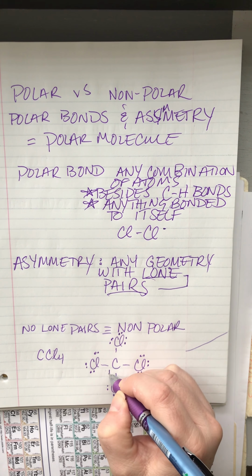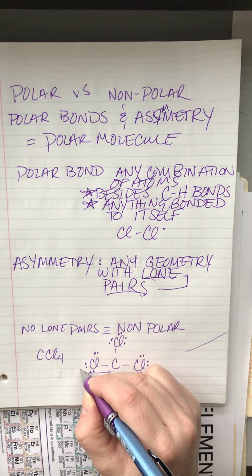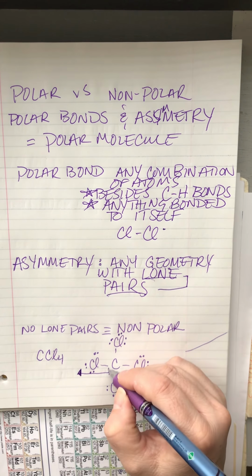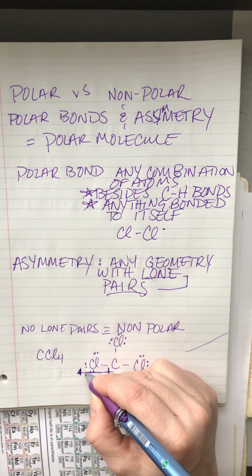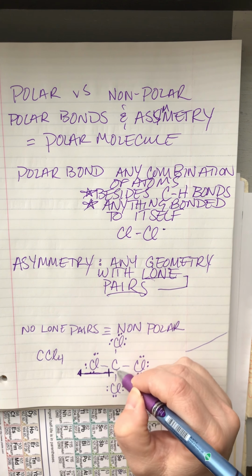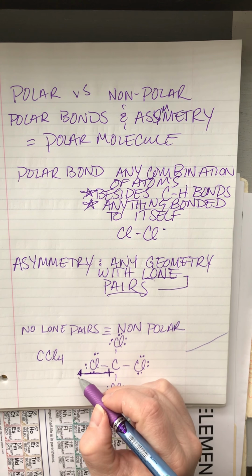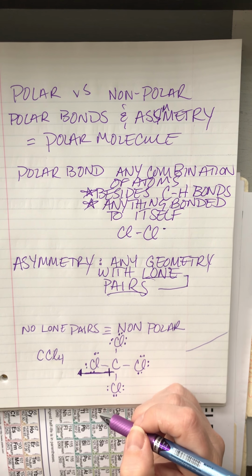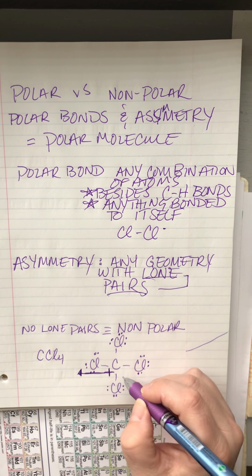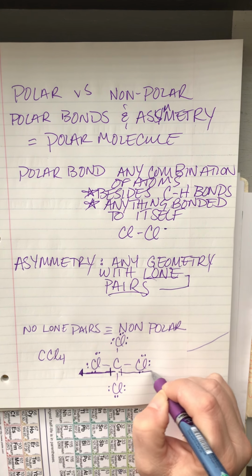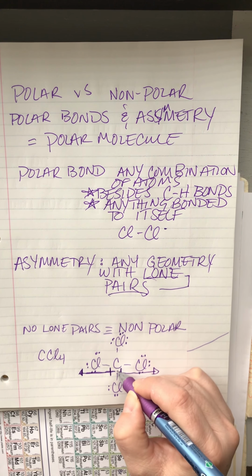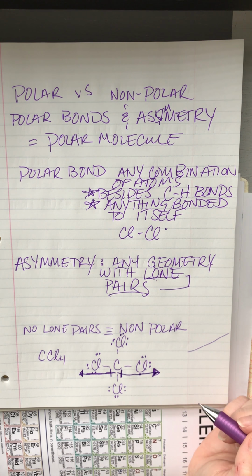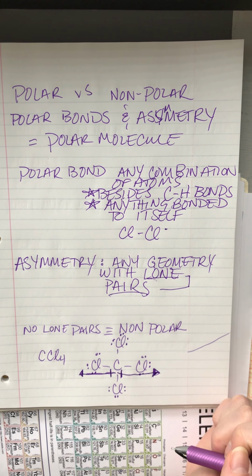So what we can do is we can draw a dipole, right? And that's one of the things you're going to do in lab this week. So a dipole has this positive end, indicating that this guy is partially positive, and the arrow direction indicates that this is partially negative, right? But we also have another dipole pointing this way, right? And these two dipoles cancel each other out.